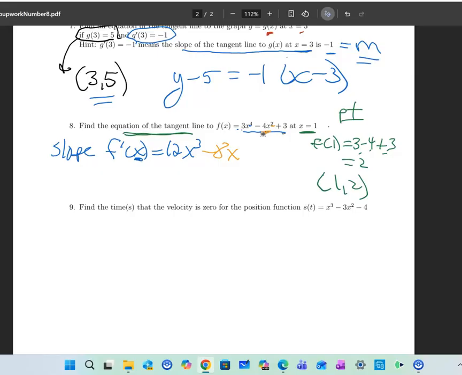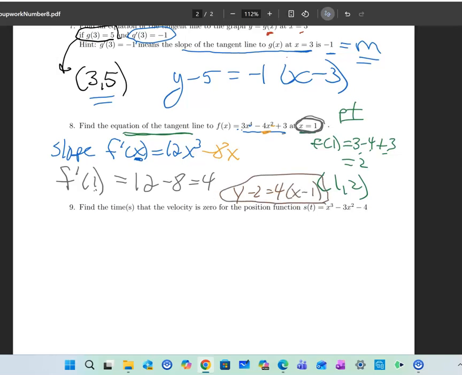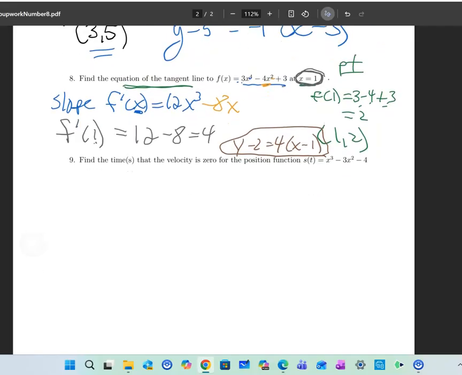Now I want to use the fact that I want the slope at this specific point 1. So I want you to get used to this notation. f prime of 1, that's going to be the slope at the point 1. So I'll get 12 minus 8, that's 4. So then putting this information together, I'd have y minus 2 is equal to 4 times x minus 1. So that would be the equation of the tangent line.